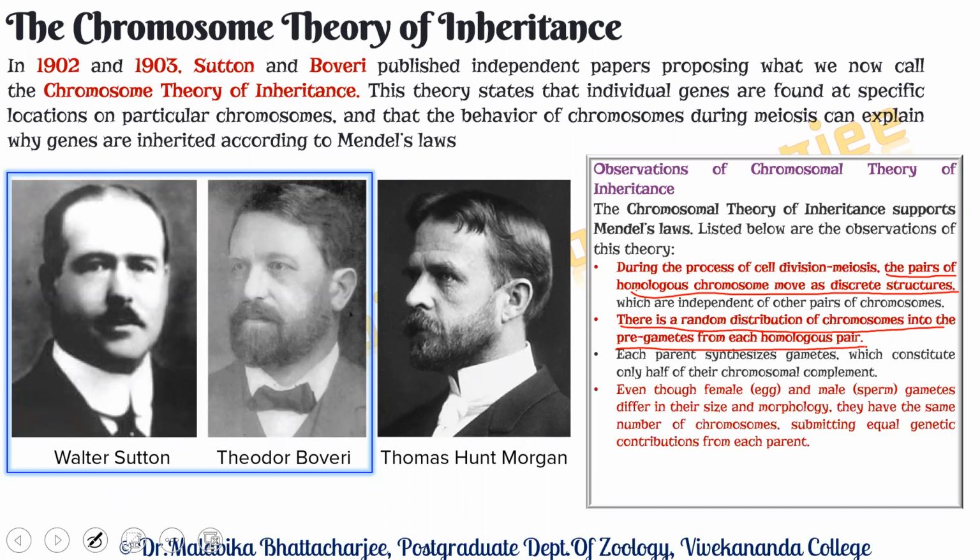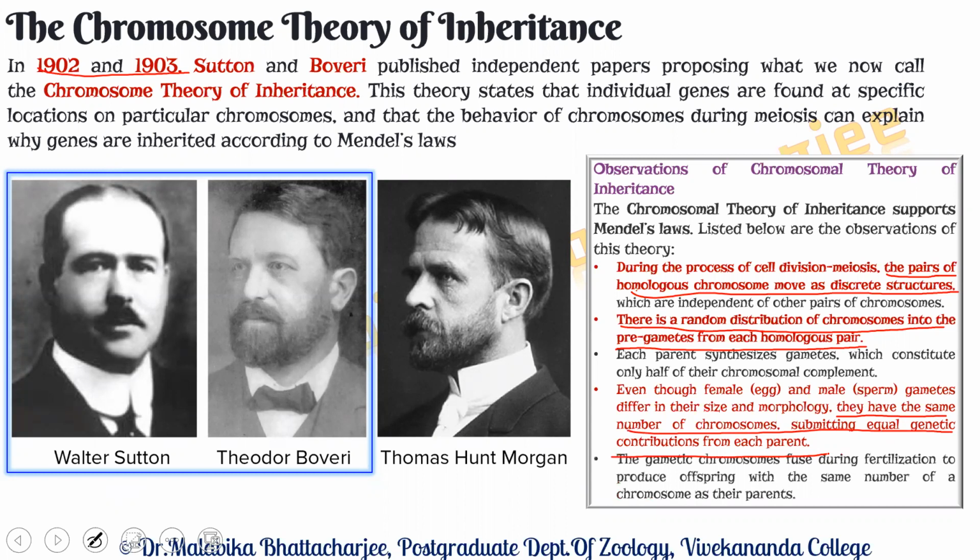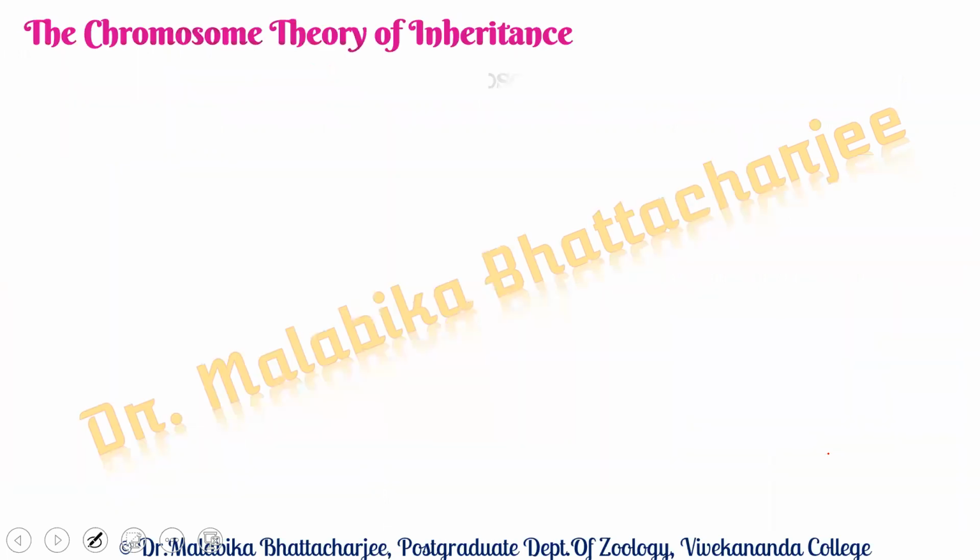Finally, this is one very important thing that was stated at that time. Remember, I'm talking about 1902, 1903. Even though the male and the female gametes differ in size and morphology, they have the same number of chromosomes, submitting equal genetic contributions from each parent. So this was, in a nutshell, the chromosome theory of inheritance proposed by Walter Sutton and Theodore Boveri.